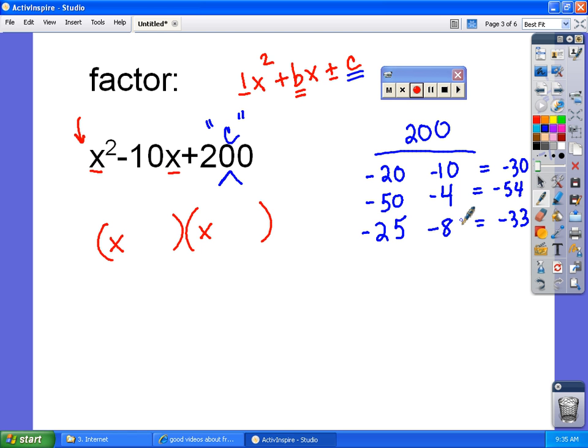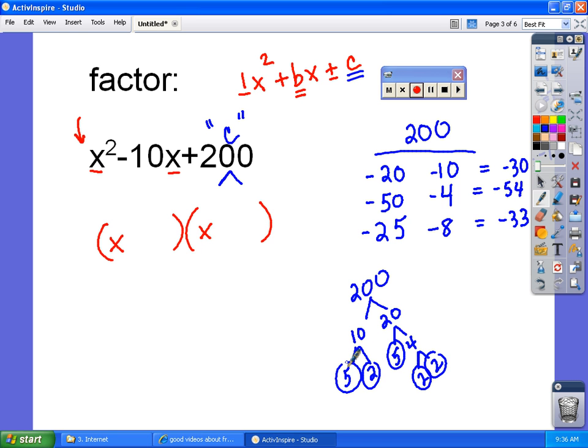So one way that you can make sure that you have all the factors is to take the number 200 and do the prime factorization of 200. 10 and 20, 5 and 4, 2 and 2. 10 breaks down to 5 and 2. So the prime factorization of 200 is 2 times 2 times 2 times 5 times 5. Well, just to make sure that we did that right, these should multiply to 200, which they do.